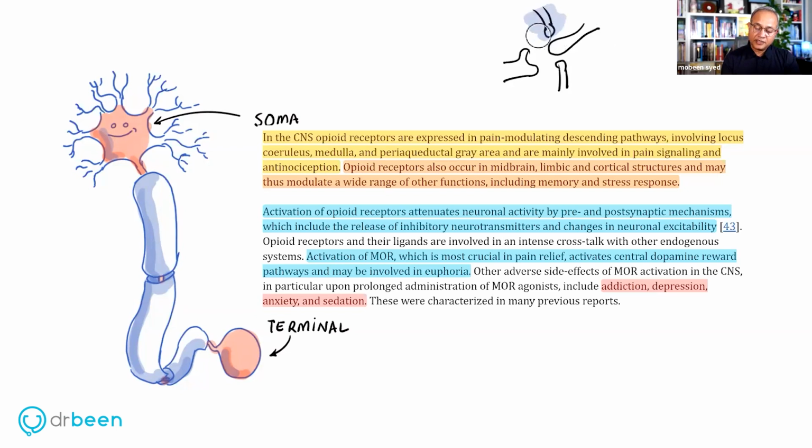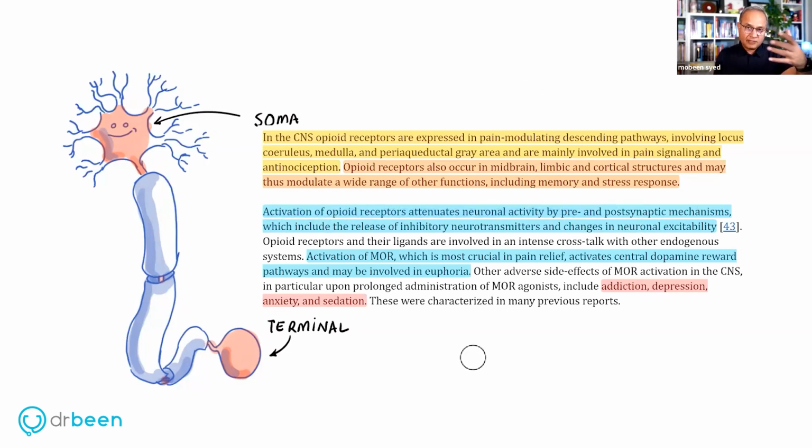So for example, the signal from the higher centers of pain modulation will release opioid here on the presynaptic membrane. Internuncial neurons can release opioids on the postsynaptic membrane. So I'm going to say this so many times that this will become a picture that you would even dream of. So back here, activation of opioid receptors attenuates neuronal activity by pre- and postsynaptic mechanisms.